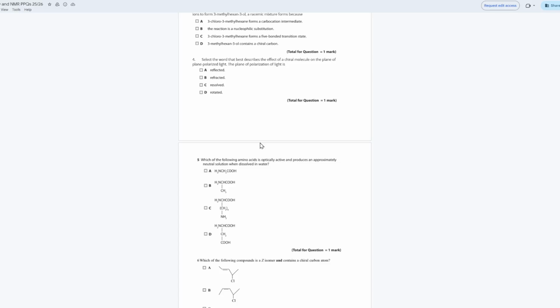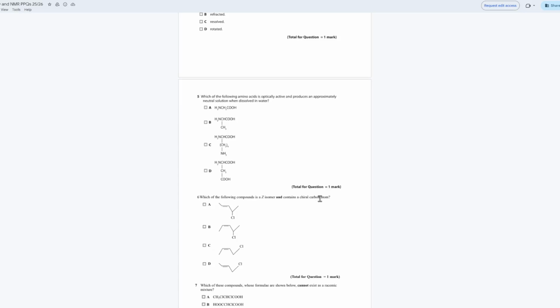Question 5. Which of the following amino acids is optically active and produces an approximately neutral solution when dissolved in water? Well, if you want to think about which one's optically active, we first have to look at which one has a chiral carbon. B immediately stands out to me as having a chiral carbon, the one everyone looks at first, bonded to the amine group, the carboxylic acid, and hydrogen.